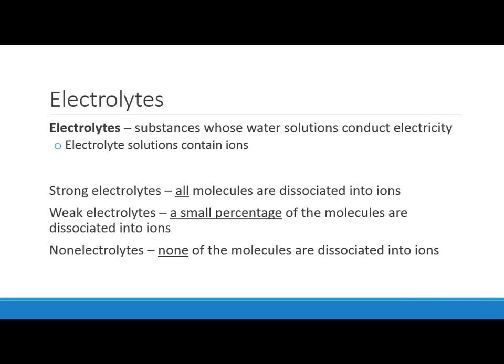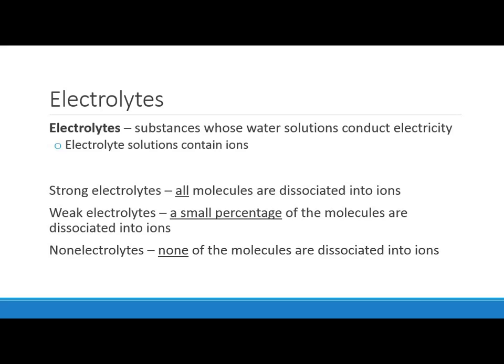Now, I believe I mentioned this before, but electrolytes, we can't really talk about solutions without talking about electrolytes. Electrolytes are just substances that when they're dissolved in water, they conduct electricity, or the resulting solution conducts electricity. This is because of the ions. Right? So ionic compounds like sodium chloride, table salt, as soon as you put that in water, the solution can now conduct electricity because of those moving ions. Now, there are different levels of electrolytes.